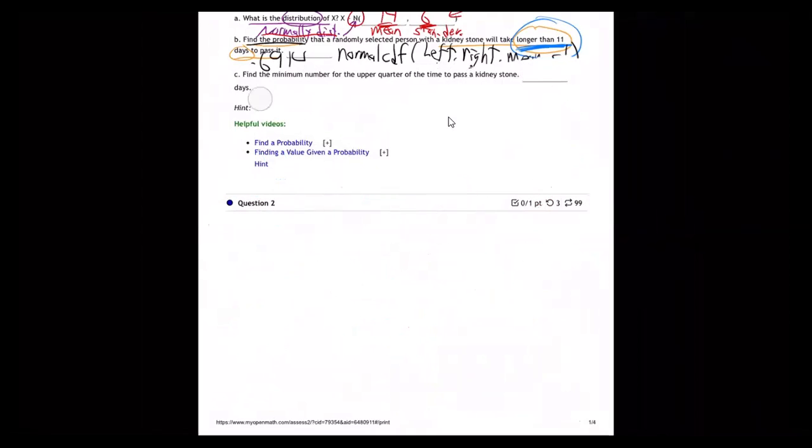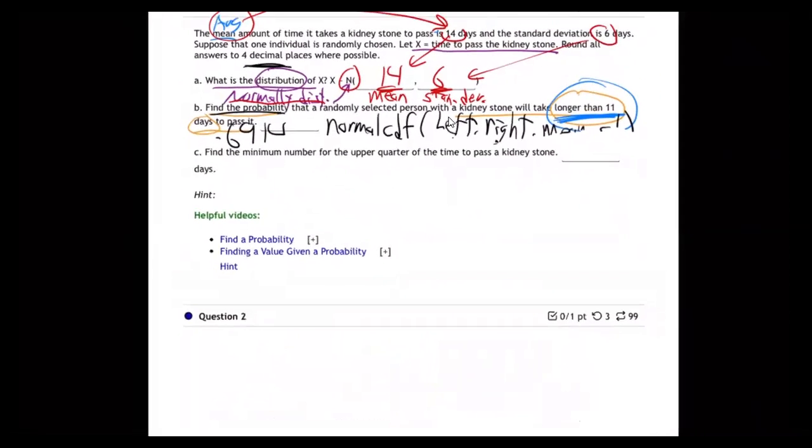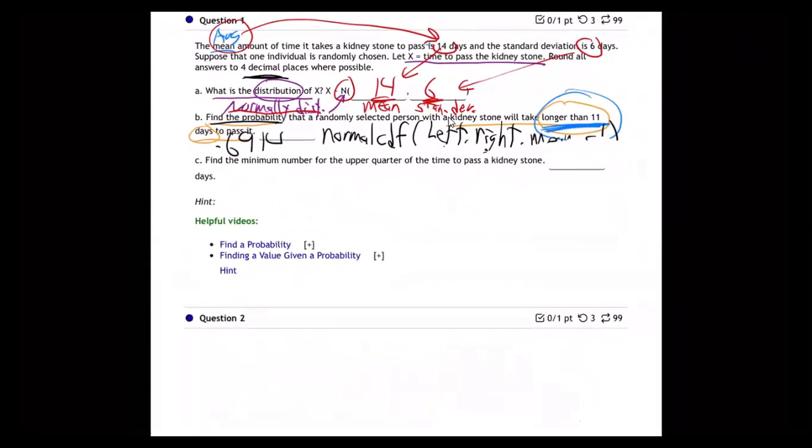All right. So for part C, it says, find the minimum number for the upper quarter of the time to pass the kidney stone. Minimum number for the upper quarter. Okay. Yes, Juan's question is a good one. If it asks for shorter, you would put in negative with a bunch of nines for the lower. That's right. Good job. Good thinking, Juan. We'll get to one of those in a minute, but well done. Exactly right. You've got the idea.